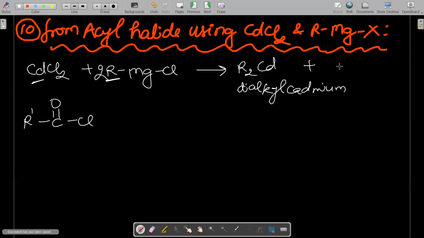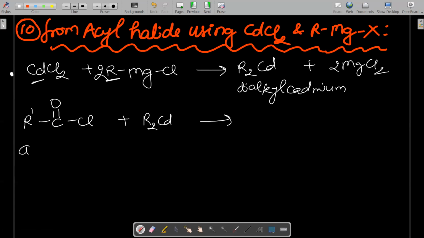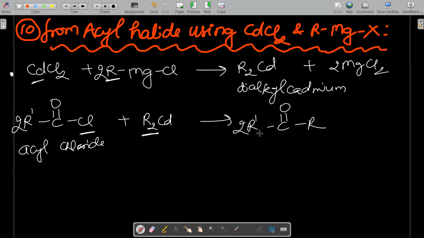Okay. And MgCl2 will be released. There are 2 moles of MgCl2. This is 1 mole and this is the second mole. Okay. So this reaction occurs in 2 steps. In the first step, cadmium chloride reacts with Grignard reagent to form dialkyl cadmium. And this dialkyl cadmium now further reacts with acyl halide, or we can say acyl chloride, to form ketone, right? Means instead of Cl, this R group comes. This Cl will be replaced by this R group. So we can take 2 moles so that both will be balanced.